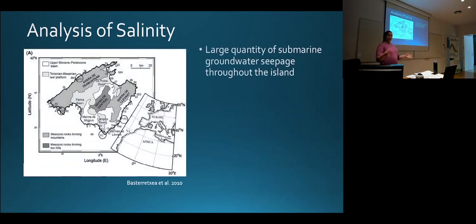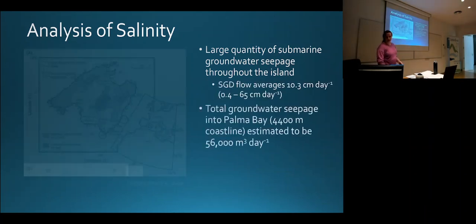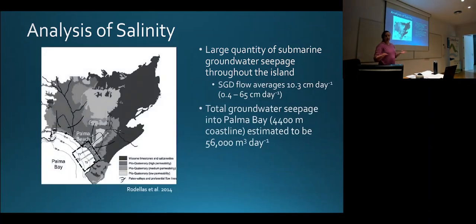So here in Mallorca, the rock is relatively porous, which allows for the rainwater to get underneath the island, and also means that we have a large quantity of submarine groundwater seepage throughout the island. It averages about 10.3 centimeters per day, but it can go as high as 65 centimeters per day, leaching out into the ocean. And the groundwater seepage in all of Palma Bay is estimated to be about 56,000 meters cubed per day.